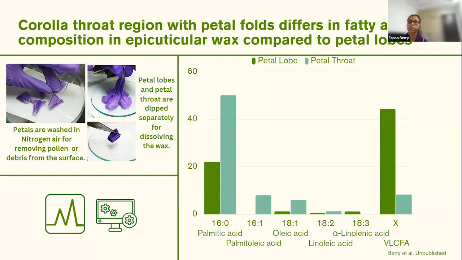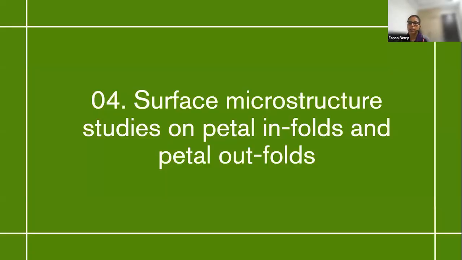And as saturated fatty acids are known to increase rigidity, the throat is sturdier compared to the lobe of the petal. Also, we note the presence of very long chain fatty acids, which is also known to be a desired property of the petal. From this idea that the throat is different in wax composition from the lobe region, we move on to study the infold versus the outfold in the throat.